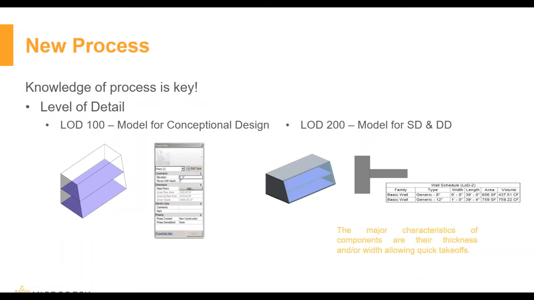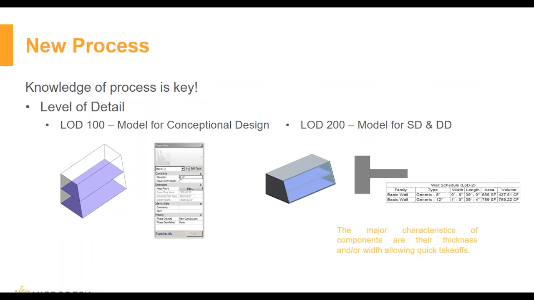Let's start with LOD 100. LOD 100 models include elements such as masses and are used for preliminary studies such as conceptual design and overall project phasing. So analysis based on their location and orientation can be performed. Quantities based on overall area and overall volume can be obtained, as you can see in the picture to the left.